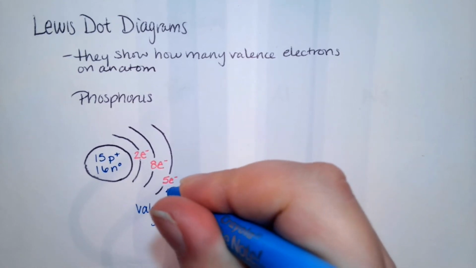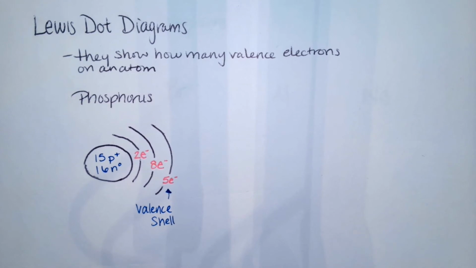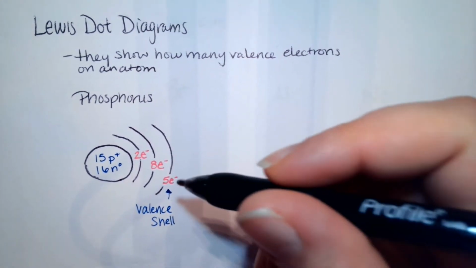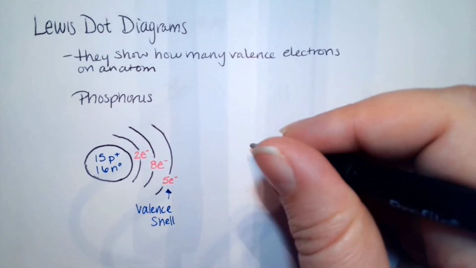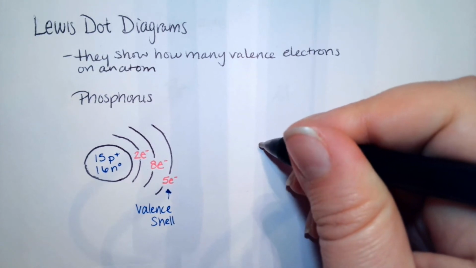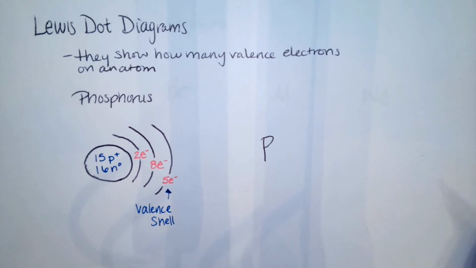We don't care about the other electrons, the 2 and the 8, because as far as bonding is concerned, only the outermost energy level is going to be in contact with the other atoms. So the bonding is based off of the valence shell. So how do we draw a Lewis dot diagram? First off, we draw the element symbol, which is P for phosphorus.